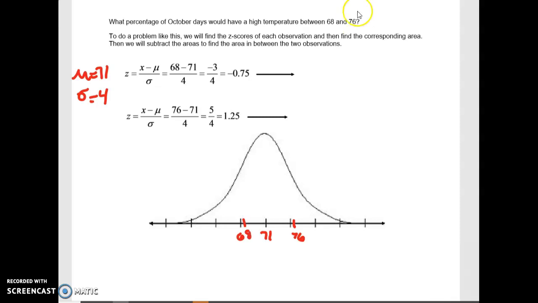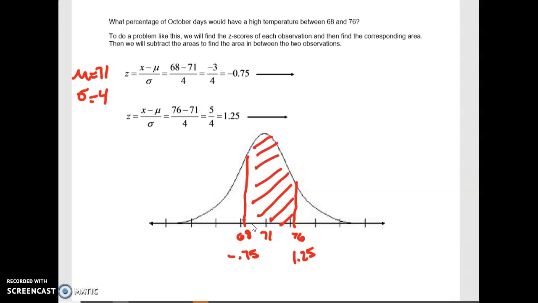Now, we look up here. These are already calculated for you. 68 minus 71 over 4 leaves negative 0.75 for that z-score. So it's negative 0.75 standard deviations below the mean. And this other one is 1.25. And it should make sense because look, there's one standard deviation right there and it's slightly above it, so there's 1.25. So the area that we're looking for here is this little slice of area right there. So we're doing a between here.